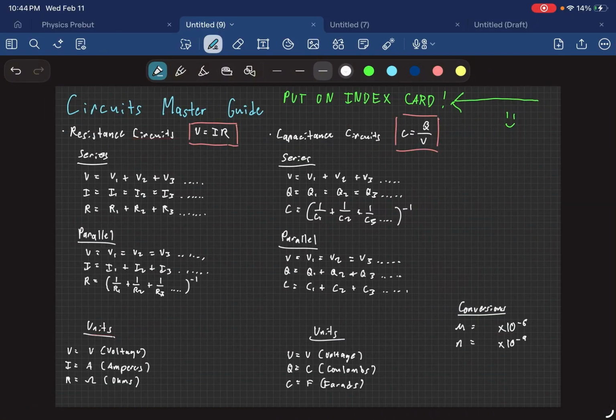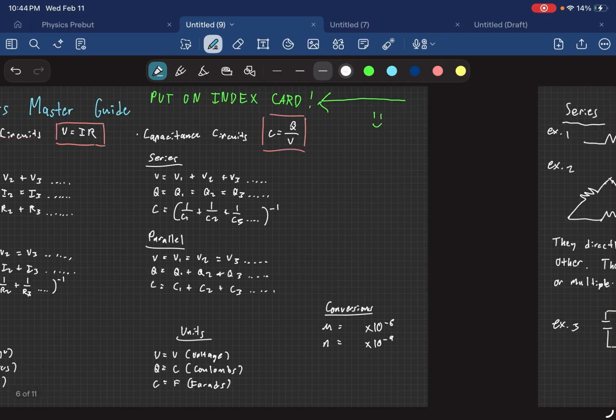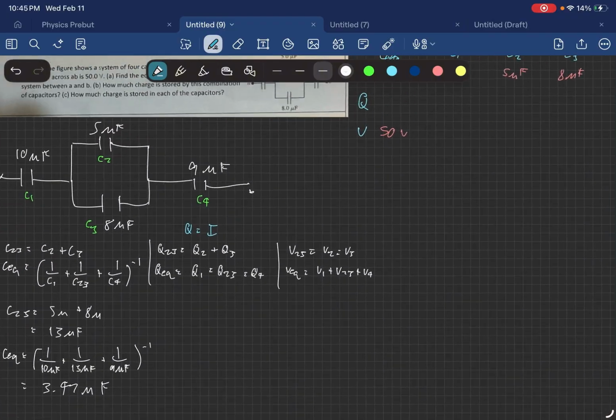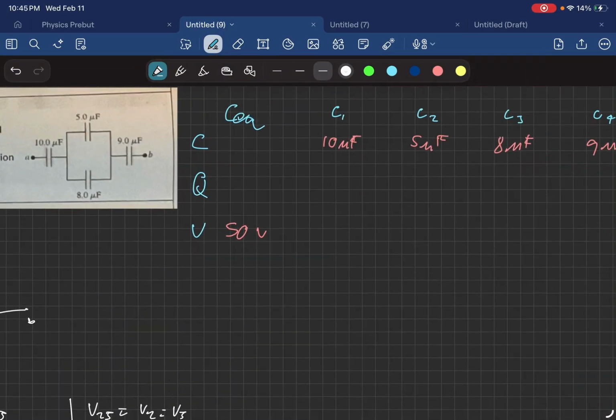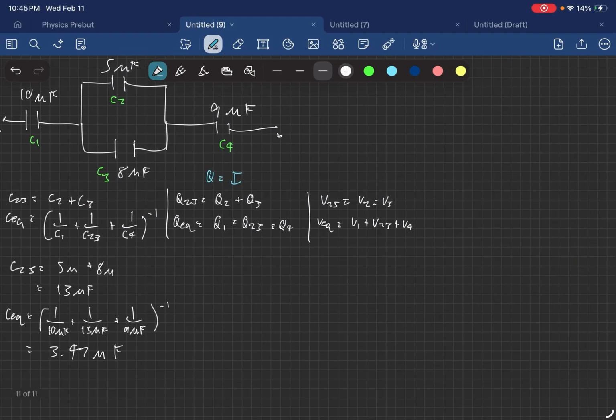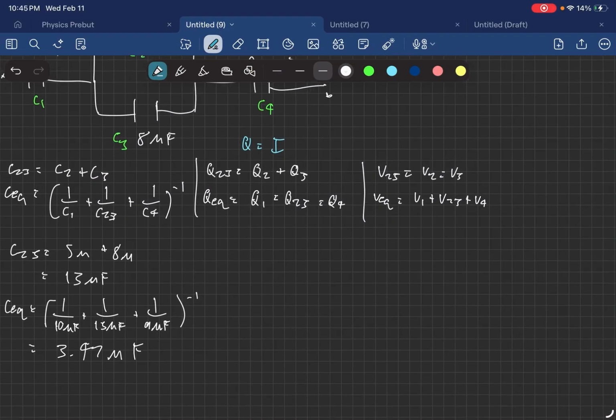Capacitance is in farads, charge is in coulombs. If you remember Coulomb's law, voltage is voltage. So that's what I usually say. Okay, let's write this. 3.47 microfarads. Next, our charge.